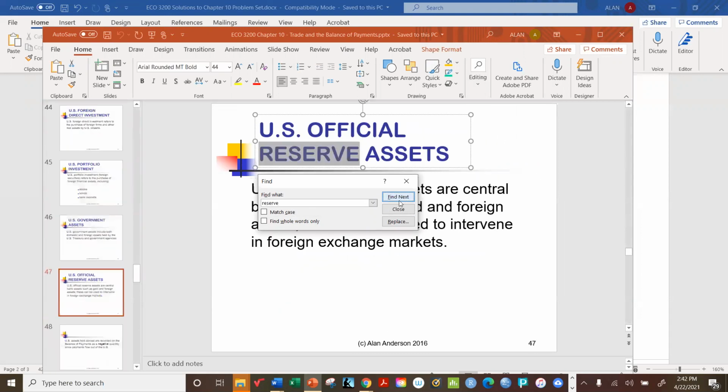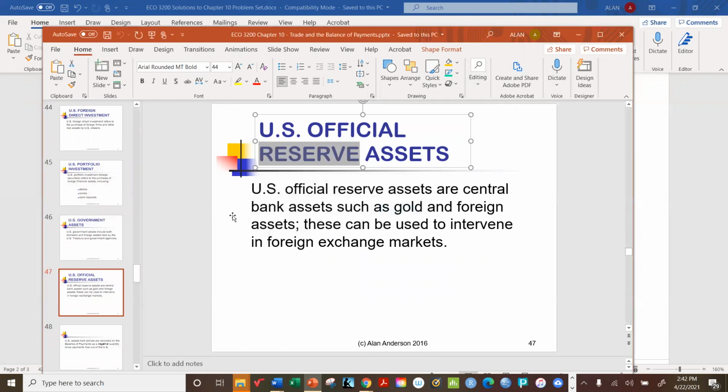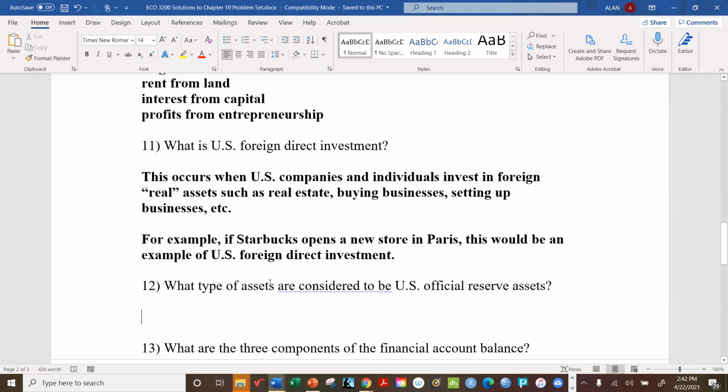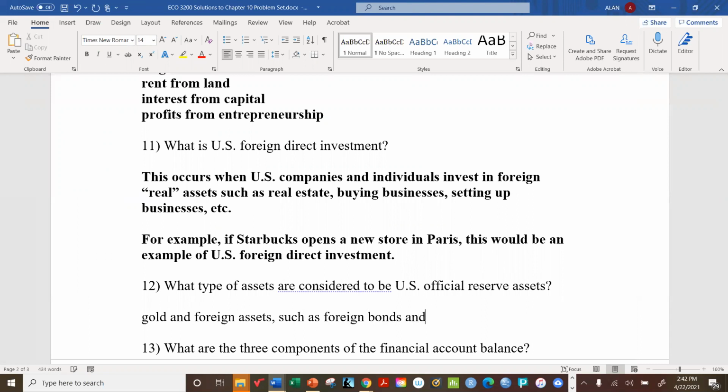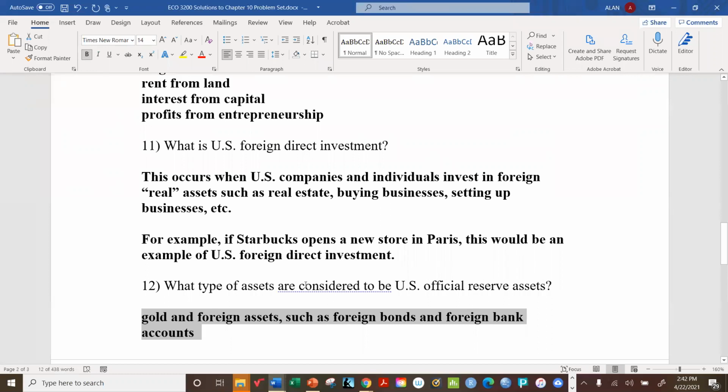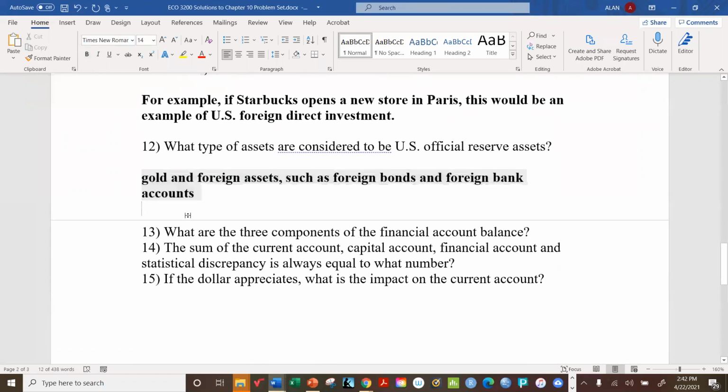U.S. official reserve assets would be gold and foreign assets, which typically means such as foreign bonds and foreign bank accounts. If these belong to the government or any government agency, they're considered to be U.S. official reserve assets. The other components of the balance of payments are owned by private individuals or private companies. These are official government assets. Okay, often they're held by either the Fed or maybe a government agency.